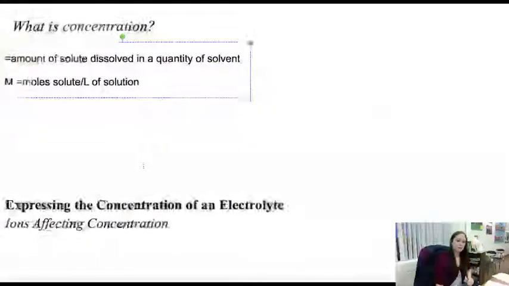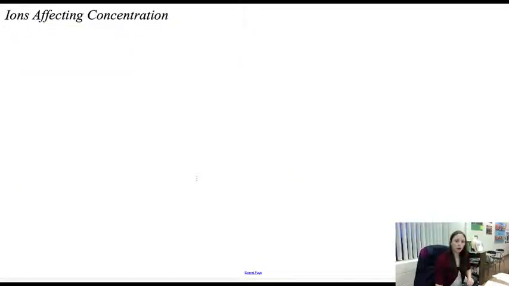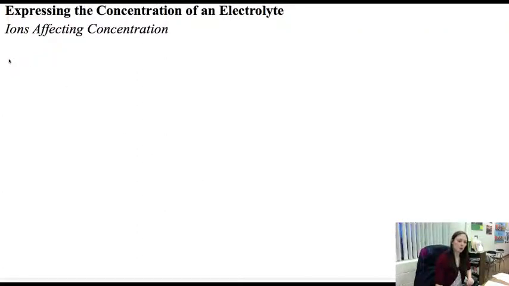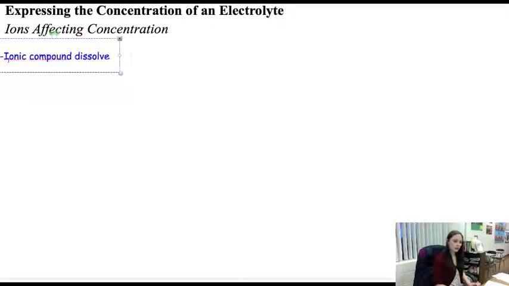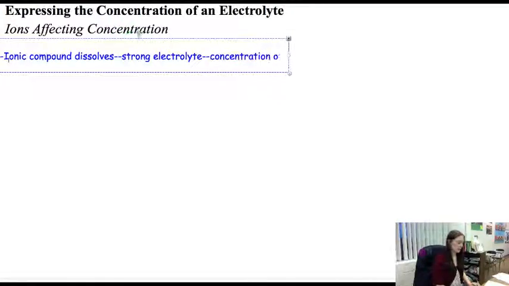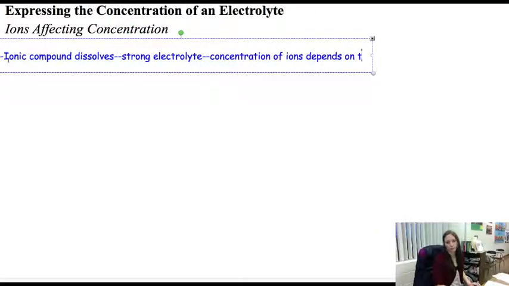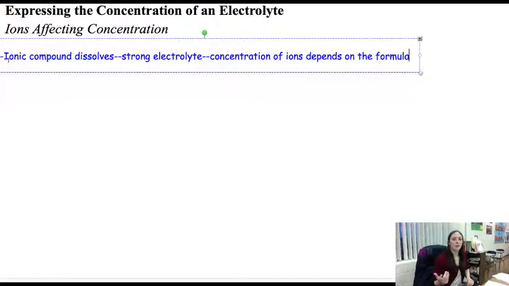Okay. Now, expressing the concentration of an electrolyte, we talked about what those are. Remember, electrolytes are where they break totally apart in my solution. So when we talk about an electrolyte, we're looking at an ionic compound, in particular here, an ionic compound dissolves, as does any strong electrolyte. So the concentration of ions depends on the formula. Just like that molality stuff that we looked at, if I have more moles of something when it breaks apart, I have higher molal, which changed my vapor pressure and such. Same kind of thing here.